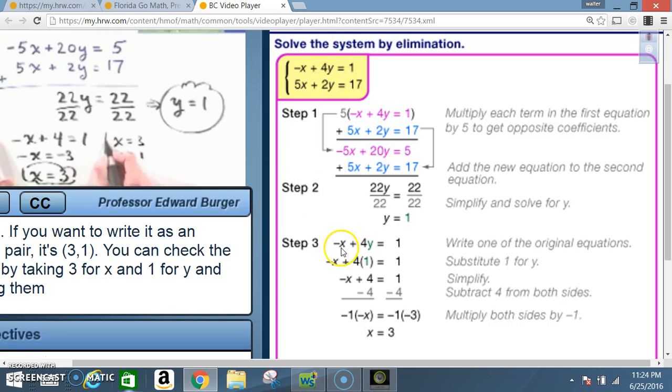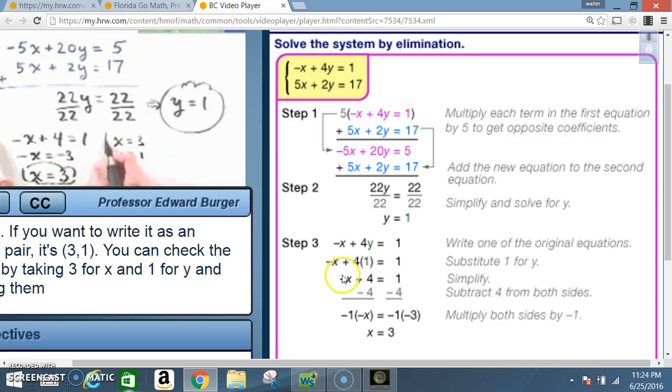So the top equation says negative x plus 4 times y is equal to 1. So now in place of y, I'm going to put that 1. So now I got negative x plus 4 times 1 is equal to 1. Bring my negative x down. 4 times 1 is 4, and that's equal to 1.